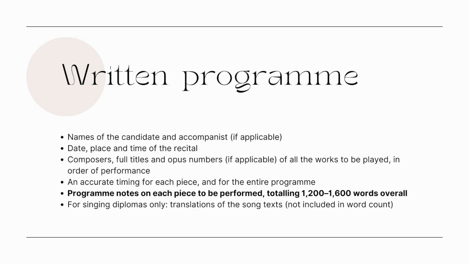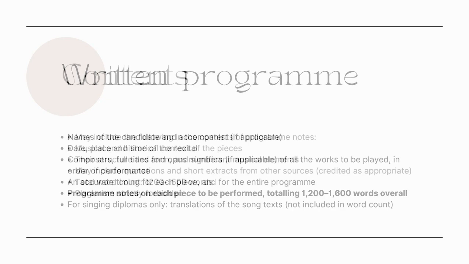Next, the written program notes should include the names of the candidate and accompanist if applicable, the date, place, and time of the recital, the composers, full titles, and opus numbers if applicable of all the works to be played in order of performance, an accurate timing for each piece and for the entire program, and the program notes on each piece to be performed, totaling 1,200 to 1,600 words overall. For singing diplomas only, the translations of the song texts are not included in the word count.